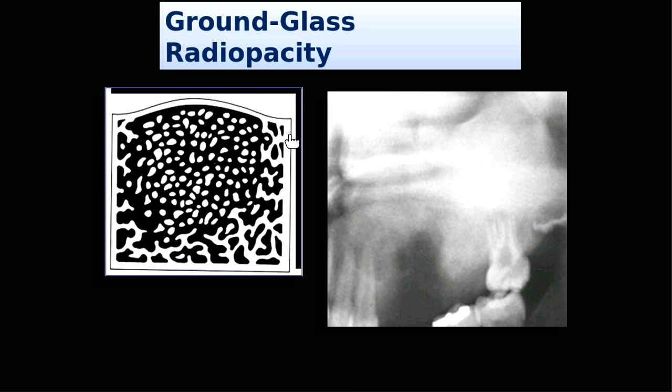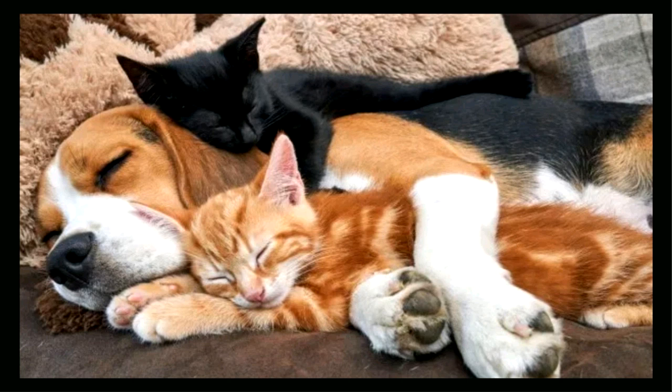And the ground glass appearance, you can see the appearance of a ground glass. Some people also call it orange peel appearance. So you can see that in the maxilla, you can see ground glass, but it's not so clear on the pan. Pan is kind of deceiving, so you have to make sure you get a CBCT.